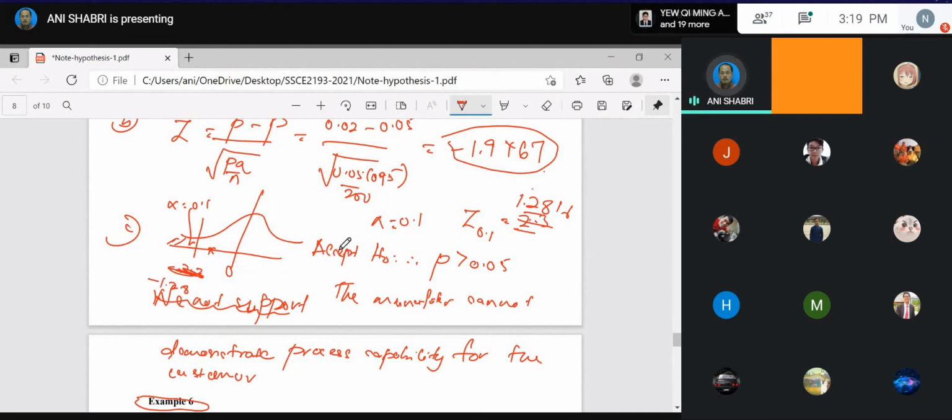Okay, so we reject H0. Rejecting H0 means P is less than. So we support the claim. This one can demonstrate process capability for the customer. For this one, we support the claim.